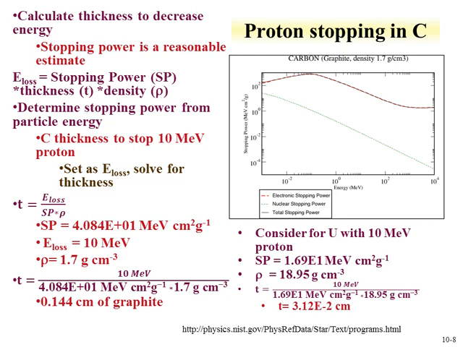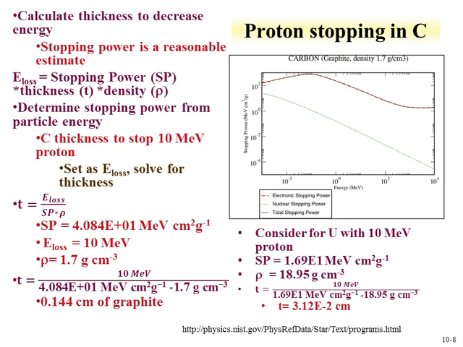I can do the same sort of equation with uranium. I look up the stopping power for a proton in uranium at 10 MeV. I get 1.7 times 10 to the first MeV per centimeter squared per gram.